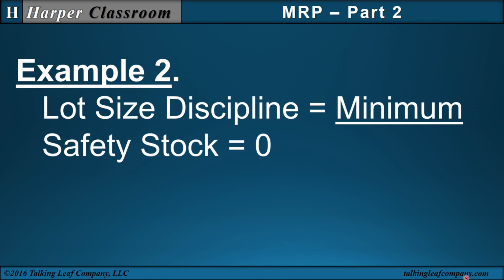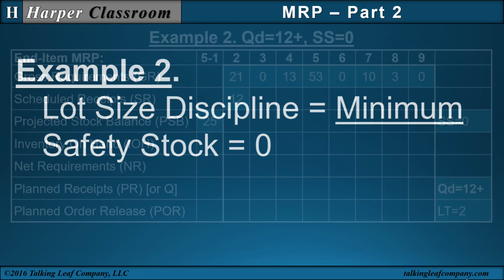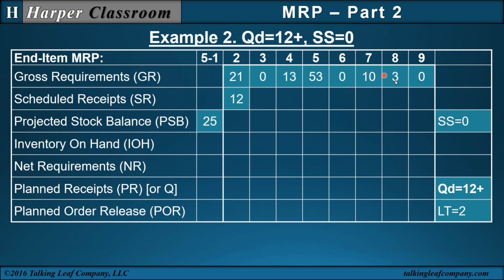Example 2 is a minimum lot size discipline with a safety stock of 0. Again, I copy the input, and this time we have a minimum lot size discipline, which I will designate with a number 12 with a plus sign after it, and copy it down here for reference. Now the first time period.